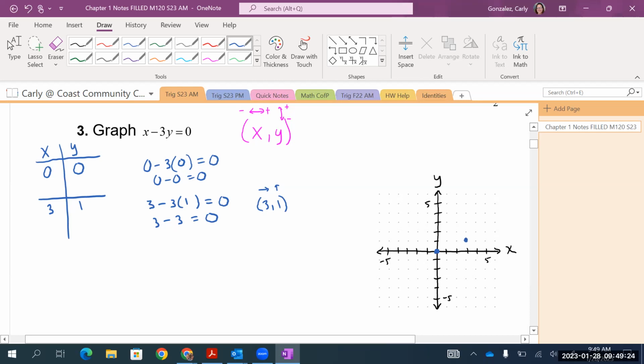Now, if I happen to know that this is in fact a line, right here, I can go ahead and draw a straight line through it. We can also notice the pattern. Notice I'm going up 3 over 1, so I could continue that pattern. Up 3 over 1. And then backwards would be down 3, left 1.